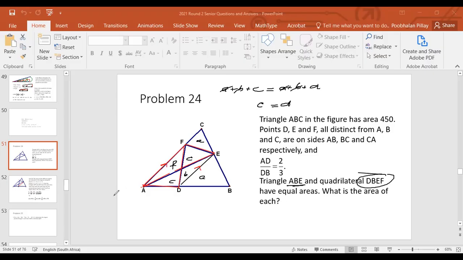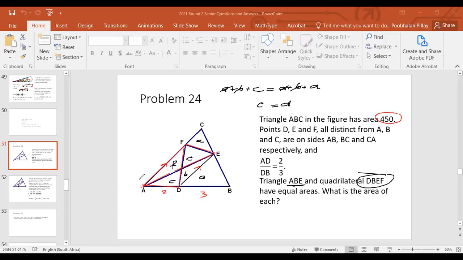So these lines are therefore parallel, okay? We are given the area of the whole triangle. The original triangle is ABC. Now we can use this ratio because AD is to DB is 2 is to 3. 2 parts, 3 parts. I'm not saying that these are equal to 2 centimeters and 3 centimeters. I'm saying 2 parts, 3 parts.